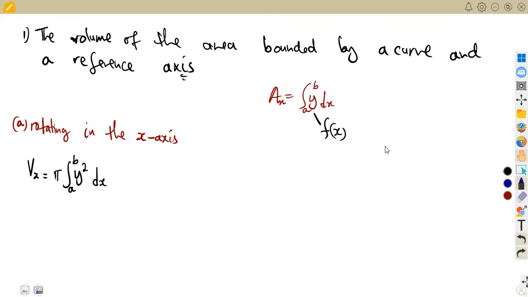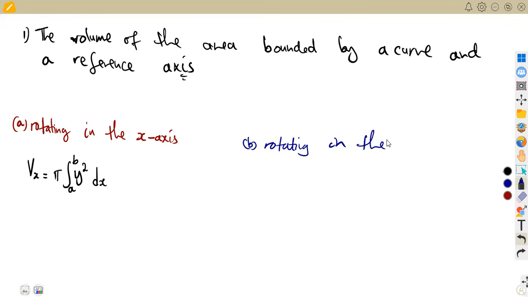It is the same concept if we are rotating about the y-axis, as we saw from our diagrams. So this part is a continuation: the volume of the area rotating about the y-axis. Remember, the area with respect to y was just the integral of x with respect to dy. So in this case, we are going to have the volume as pi times the integral.